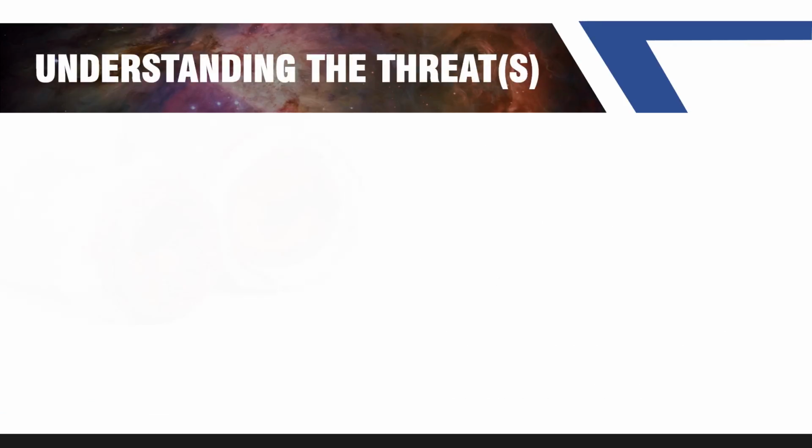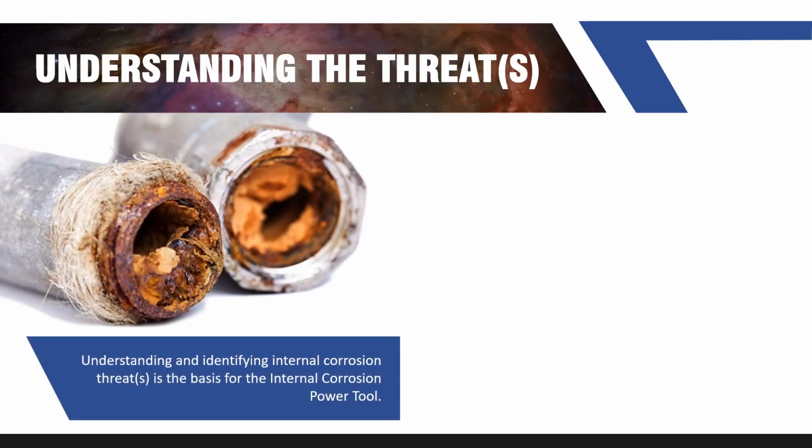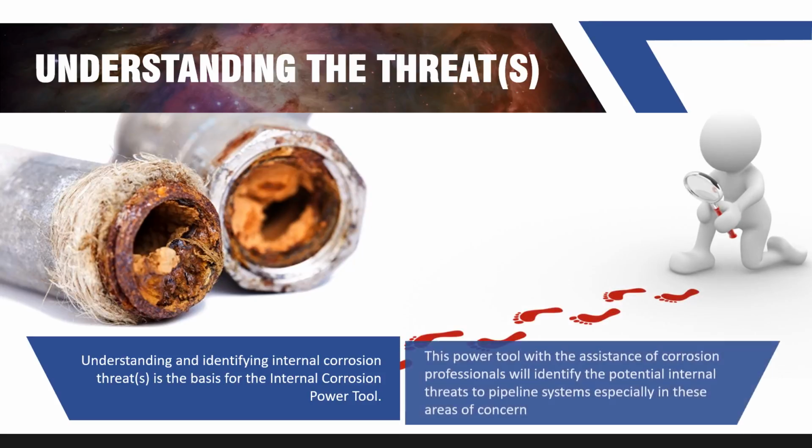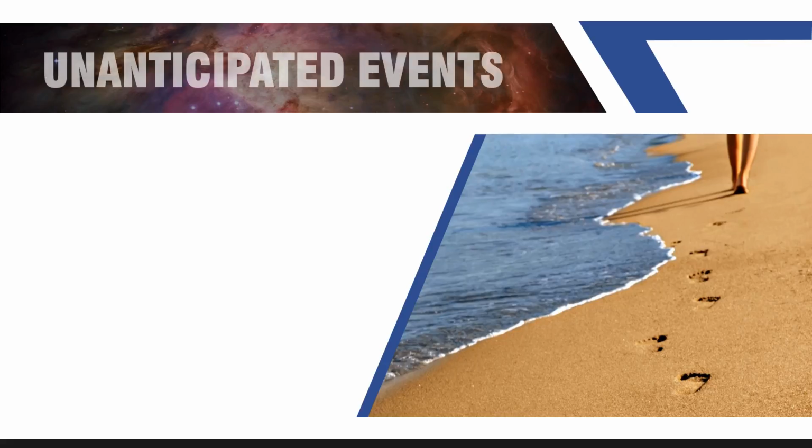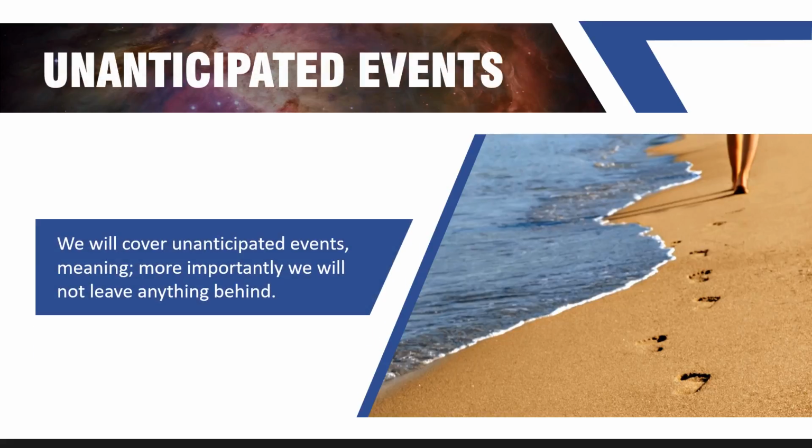Understanding the threats. Understanding and identifying internal corrosion threats is the basis for the internal corrosion power tool. This power tool, with the assistance of corrosion professionals, will identify the potential internal threats to pipeline systems, especially in these areas of concern. Unanticipated events. We will cover unanticipated events, meaning, more importantly, we will not leave anything behind.